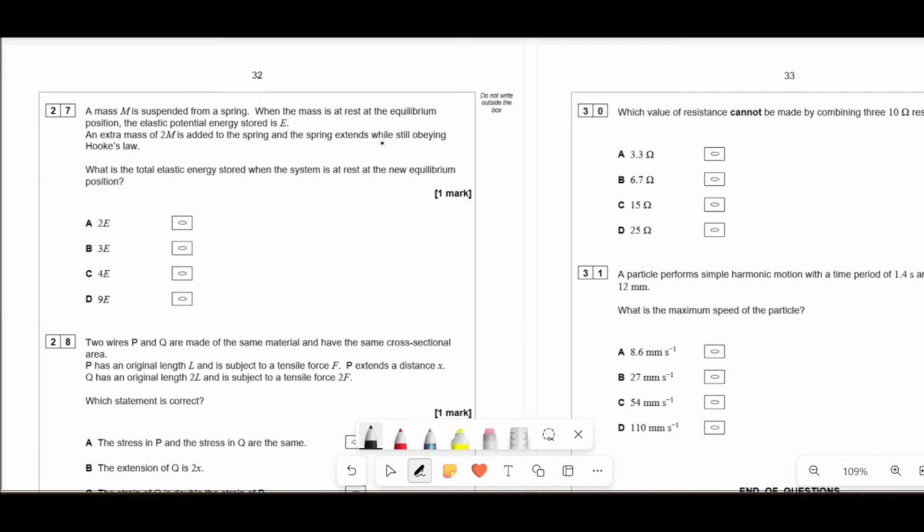So now it says a mass M is suspended from a spring. When the mass is at rest in its equilibrium position, the elastic potential energy is E. An extra mass of 2M is added to the spring. The spring extends, still obeying Hooke's law. What is the total elastic energy stored in the system at rest in the new equilibrium position?